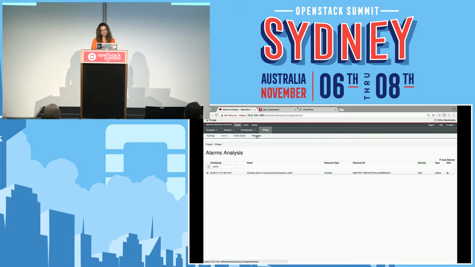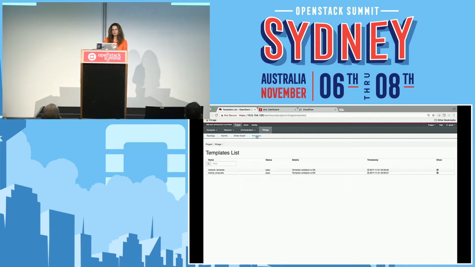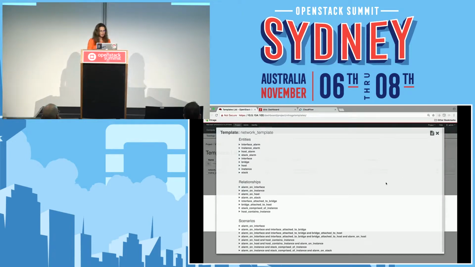Now the business logic exists in Vitrage Templates. So Vitrage Templates, which we will see in a minute, these are YAML files, human readable, very easy to understand and to edit. And they determine conditions and actions when it's the right time to modify the state of an object or to raise an additional alarm or to mark a causal relationship.